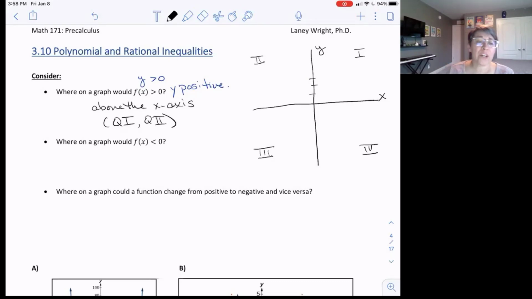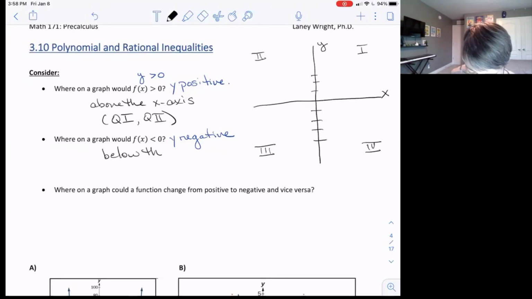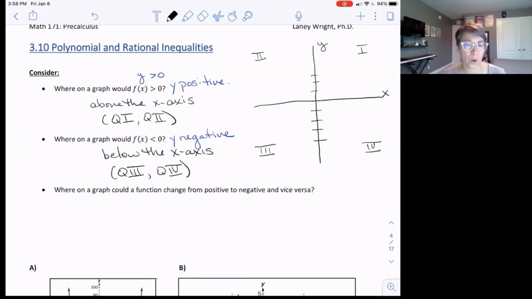Likewise, if they ask us where on a graph would our function value be less than 0, again, that's where our y values are negative. That would be down here below the x-axis in quadrant 3 and quadrant 4. So let's consider, where on a graph then could a function change from positive to negative and vice versa, from negative to positive? Let's take a look at the two graphs below to answer that question.